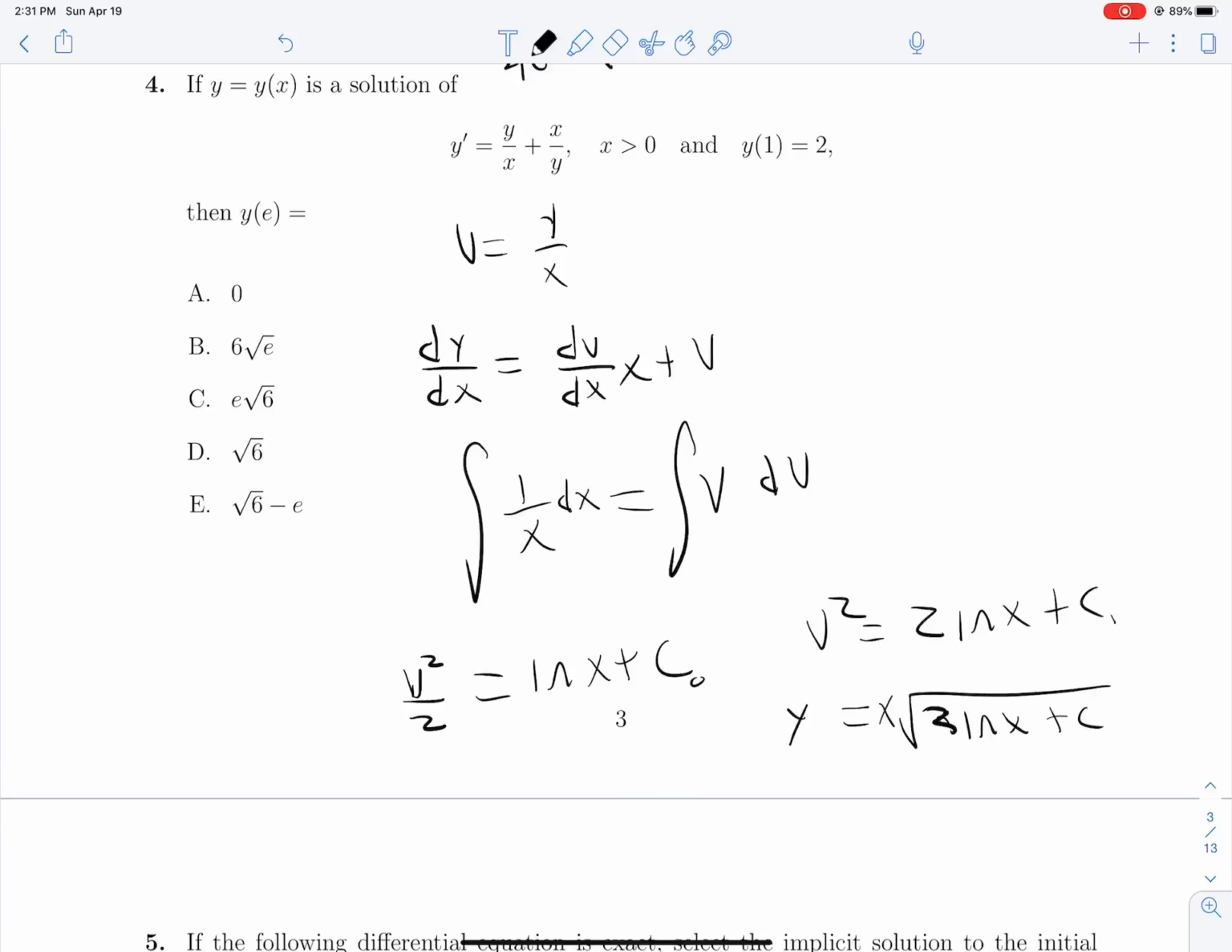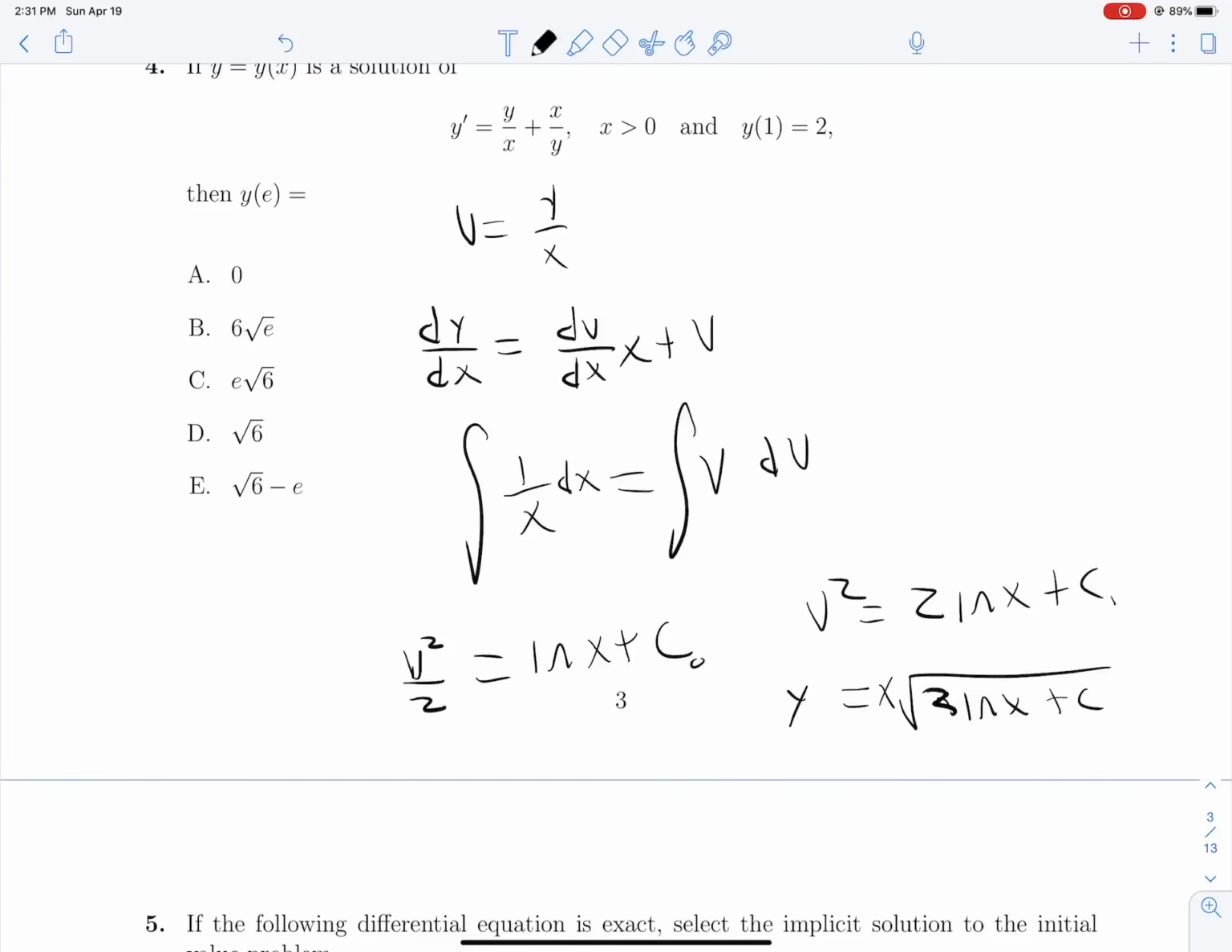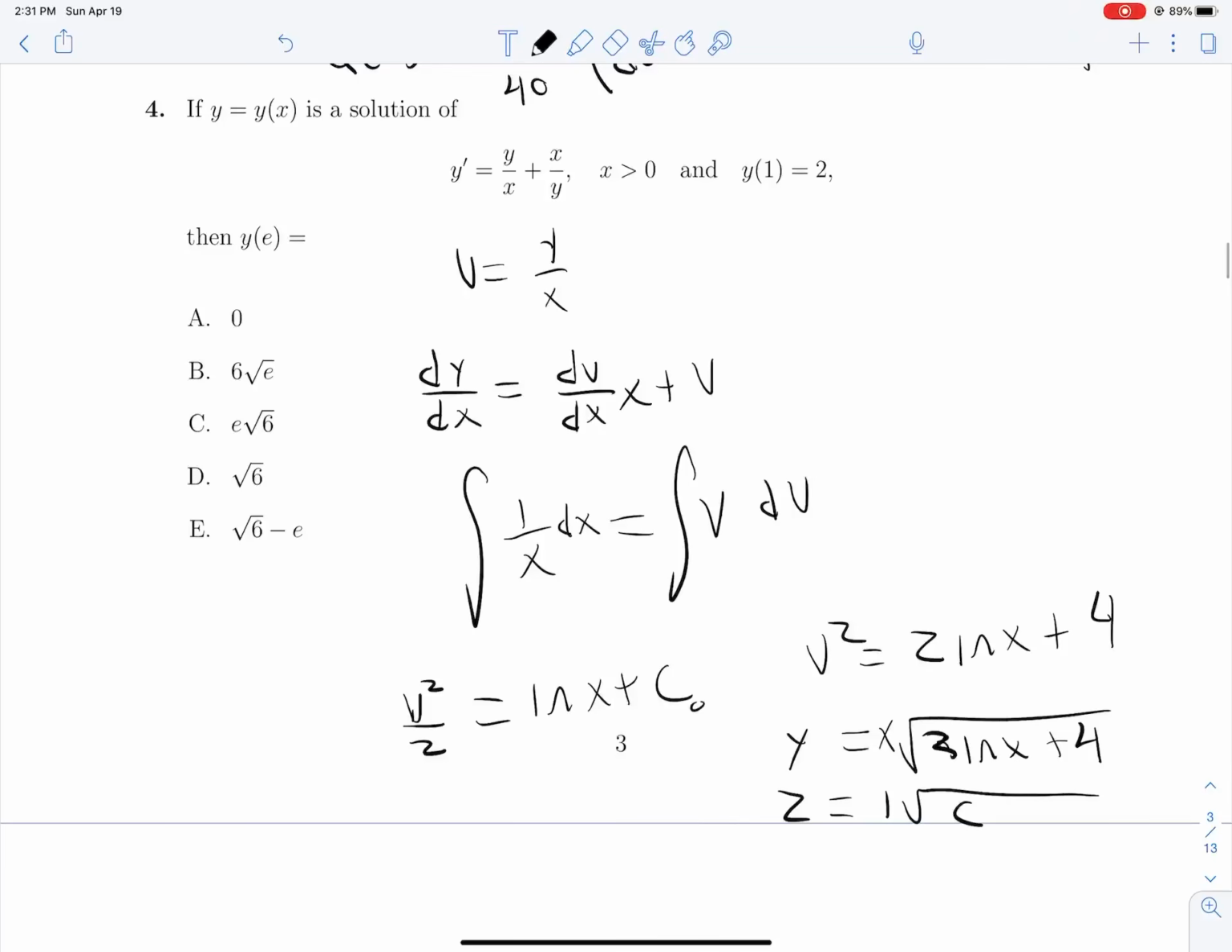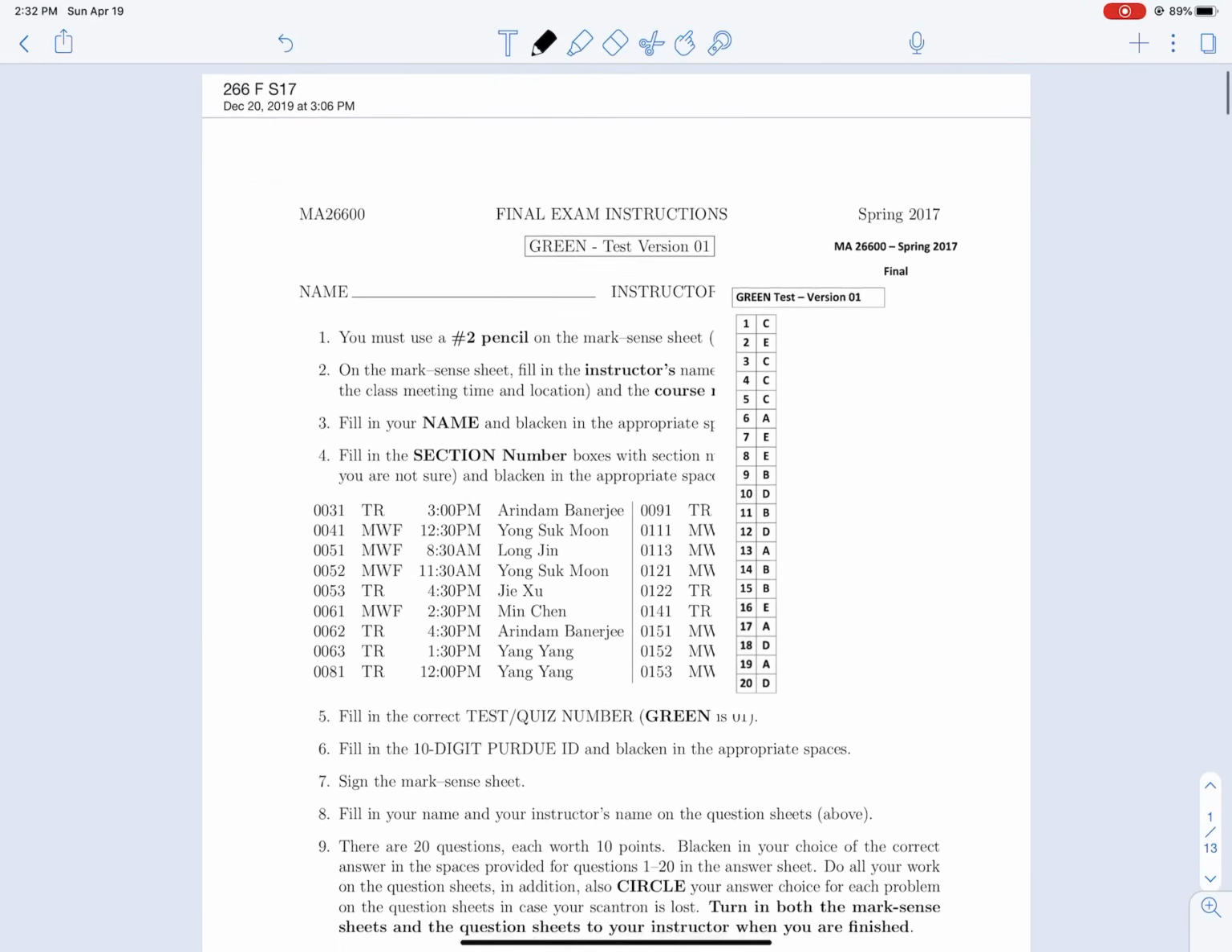So plugging in x equals 1 here and setting that equal to 2: 2 is equal to 1 times the square root of 2 ln 1, so that's 0, plus c. C must be equal to 4. So there is our formula right there. We are finding y at e. y at e is just equal to e times the square root of 2 ln e plus 4. Ln e is 1, so we get 6 in here. And so e root 6, 4 should be c.